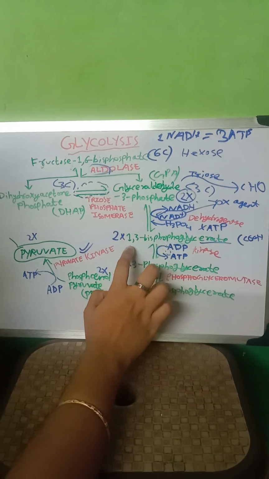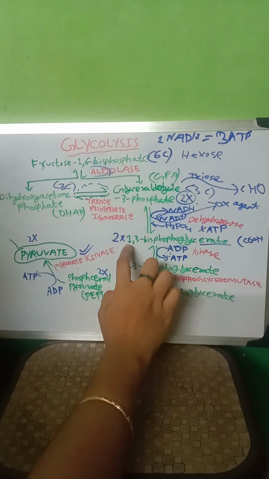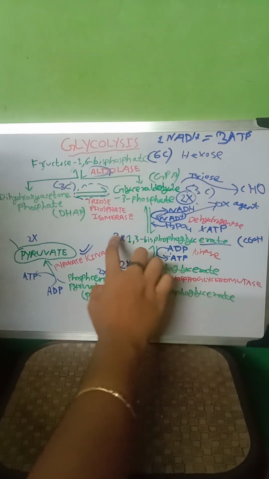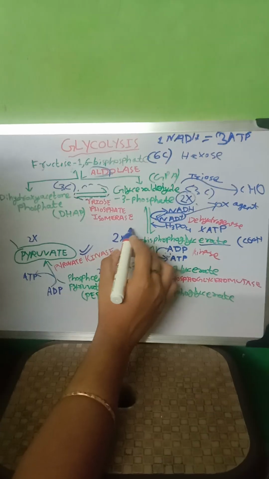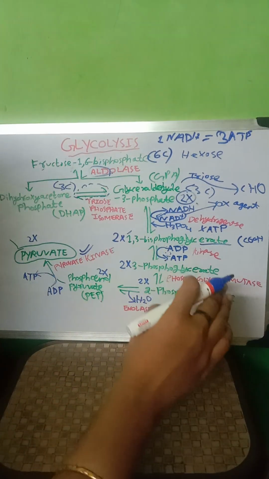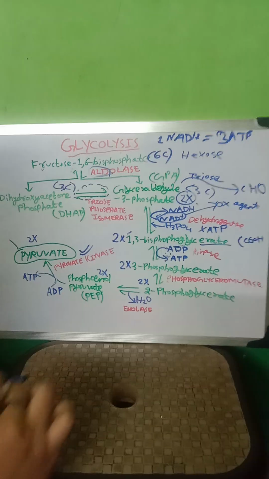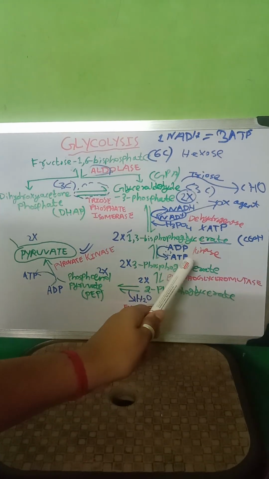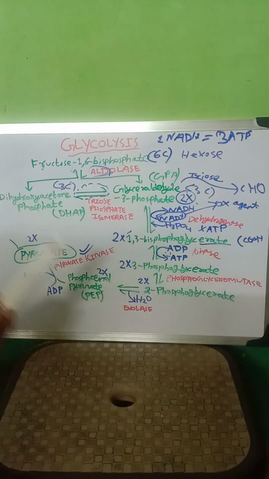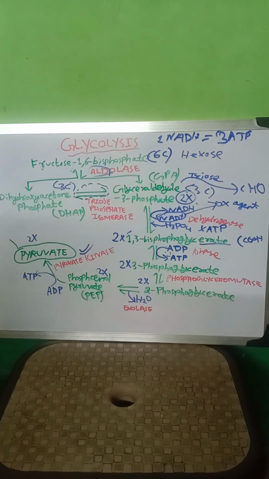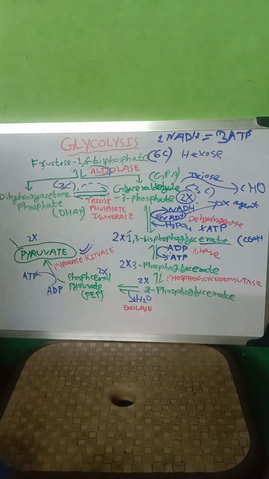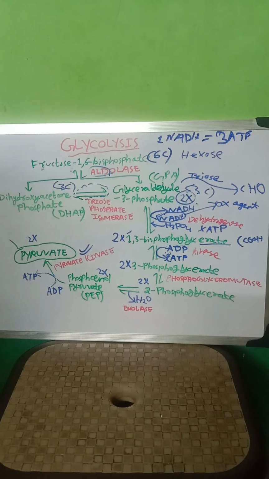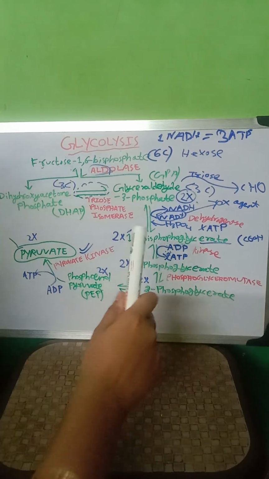Just for now, remember the substrate names. 1,3-bisphosphoglycerate is being converted to 3-phosphoglycerate, which means the phosphate from this position is being removed, and that phosphate is used to add an extra phosphate group to ADP. ADP plus phosphate gives ATP. Since there are 2 molecules of this one, we are getting 2 ATP. Okay, you can forget it right now.